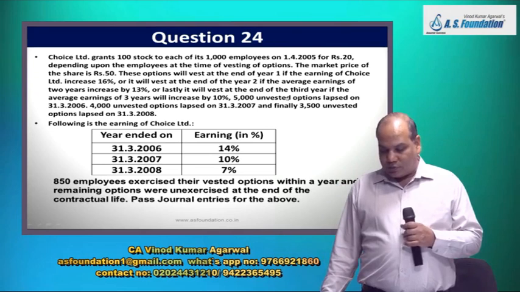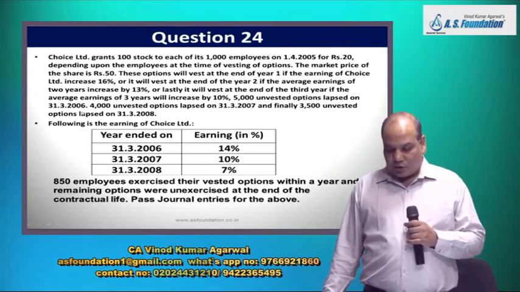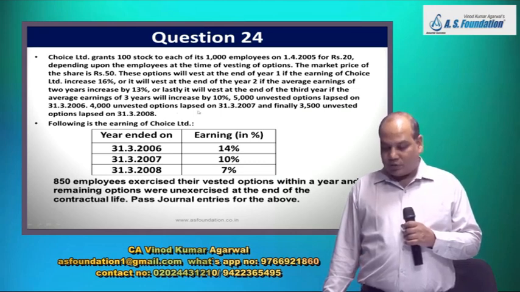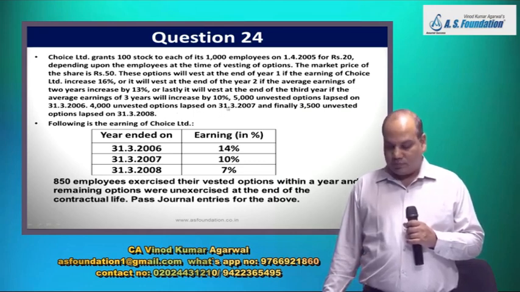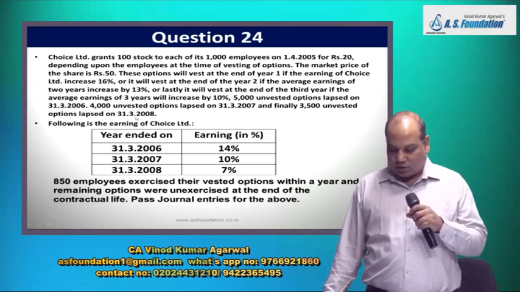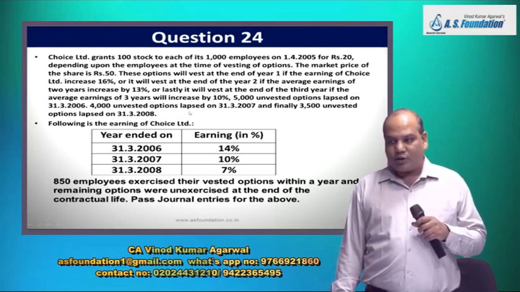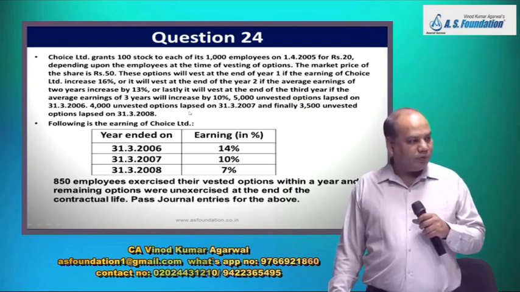5,000 unvested options lapsed on 31st March 2006. That is first year. 4,000 unvested options lapsed on 31st March 2007. And finally 3,500 unvested options lapsed on 31st March 2008. So this will help you to calculate the expected number of options to be vested.